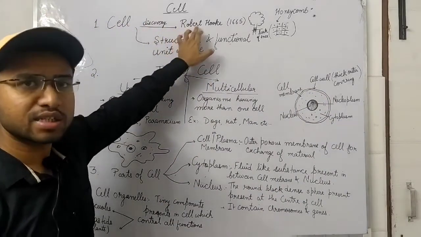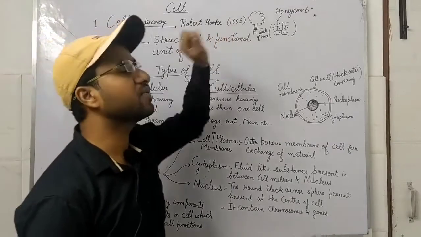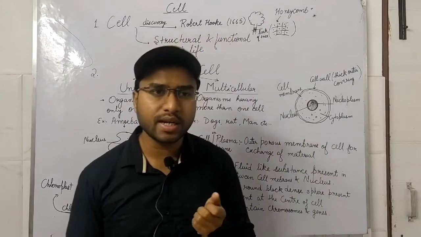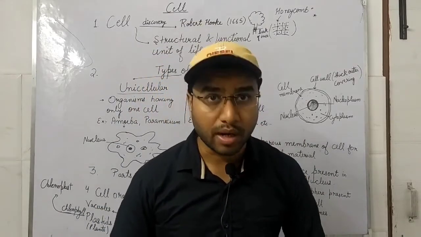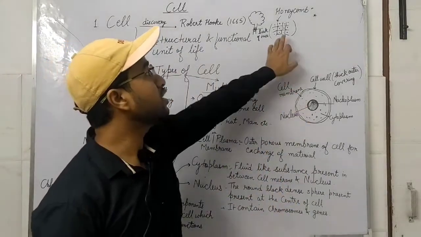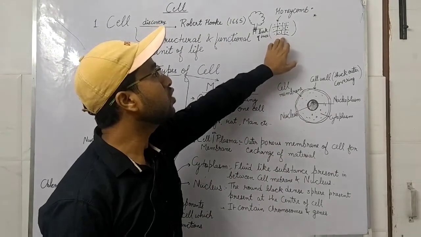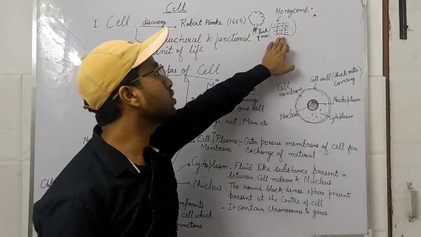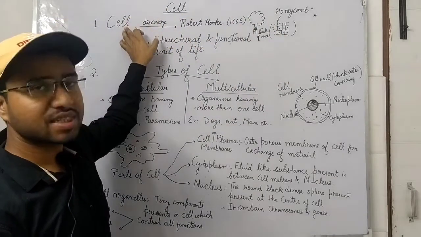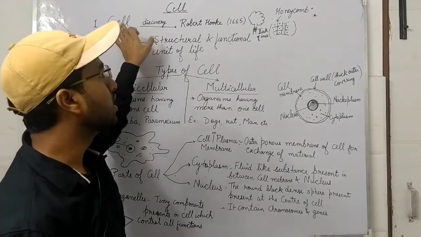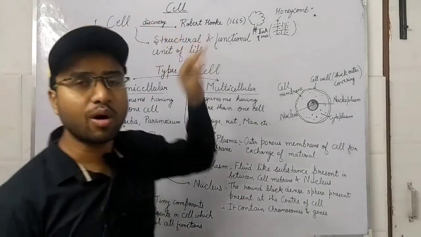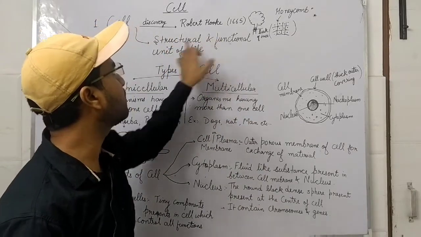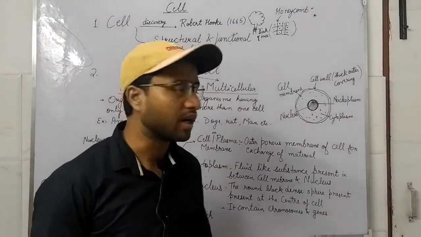Now there was a scientist, Robert Hooke, in 1665. What he did, he took a piece of cork from a tree and he observed it under a microscope. What did he see? He saw a honeycomb like structure, each having a small box. To these he named as cell, because cell is present in all the organisms. So we say cell is called the structural and functional unit of life, right?